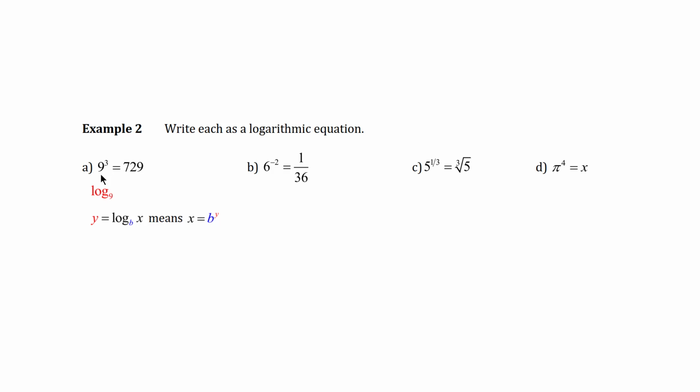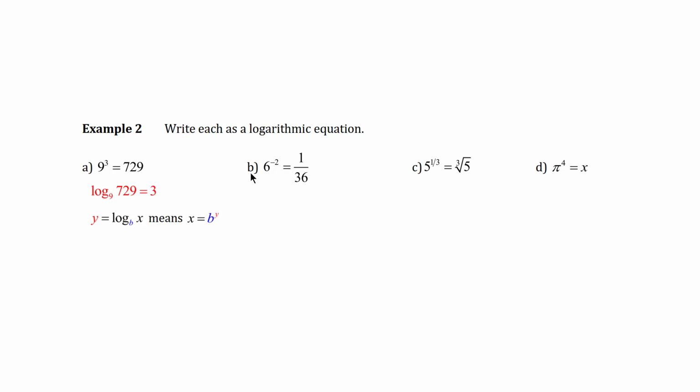Next, we need to find the value for x, which goes in front of the logarithm. The value for x is the same value that 9 cubed is equal to. This is 729. Finally, we need to find the value for y. The value for y is the same value as the exponent, which is 3. So we have log base 9 of 729 equals 3.